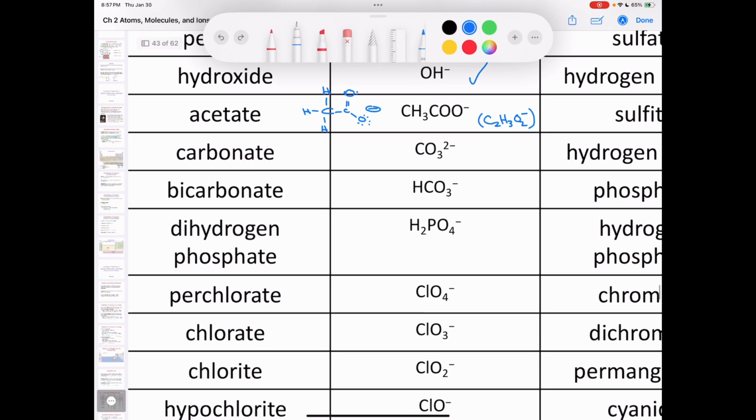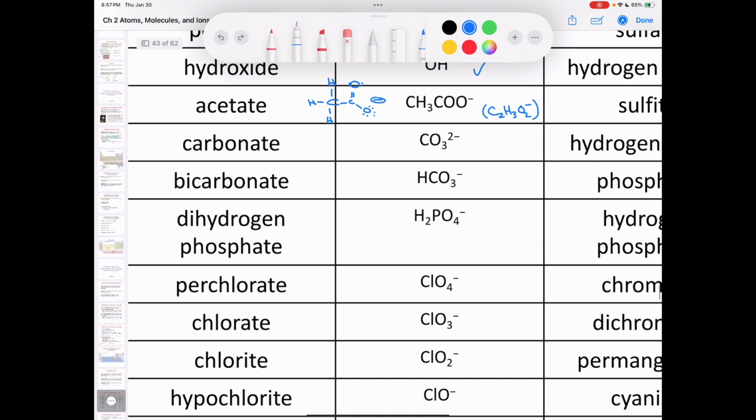The next one is the carbonate ion, CO3 2 minus. We covered this one already. If you add a hydrogen to it, it only has a -1 charge, and we call that a bicarbonate. Sometimes we also call this a hydrogen carbonate. Bicarbonate is more common, but to call this hydrogen carbonate is acceptable too. The next one is a dihydrogen phosphate. This is a long one, H2PO4 -1.